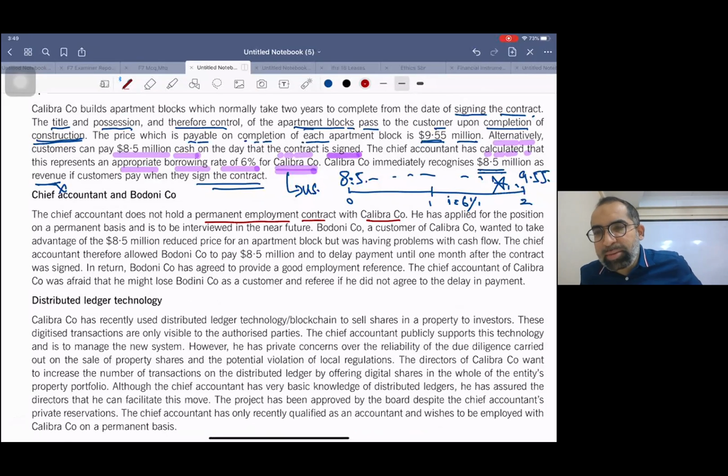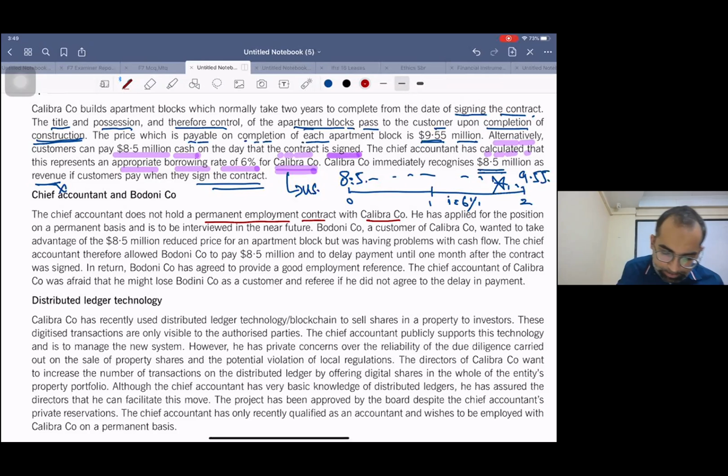So maybe he is pressurized to do something negative, natural. See, right now he is not on a permanent job. So to get the permanent job, he can do anything, right?